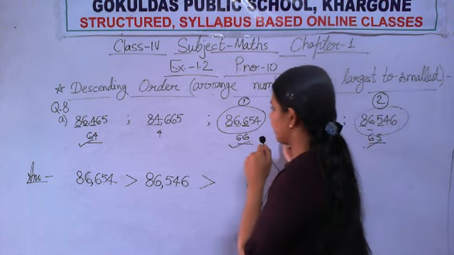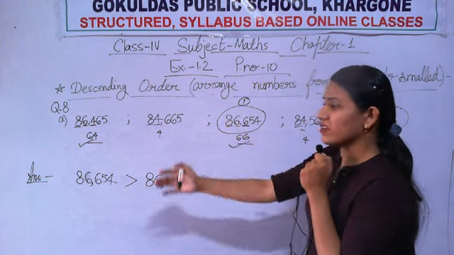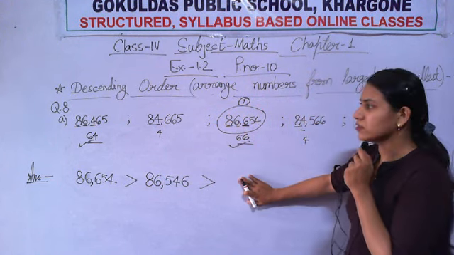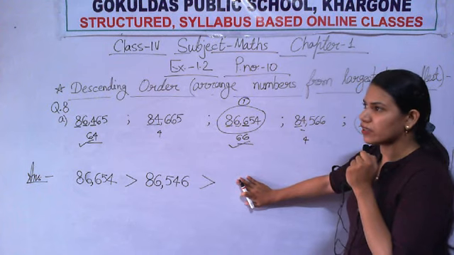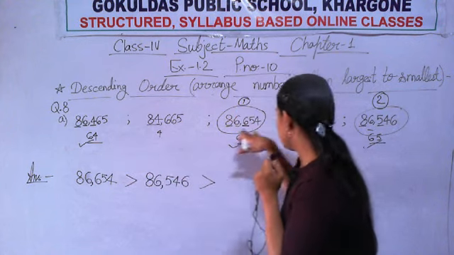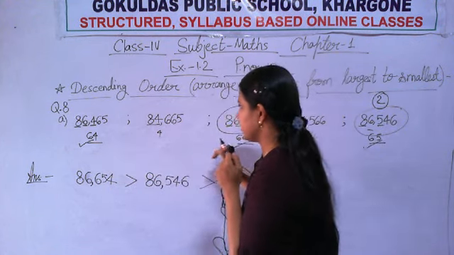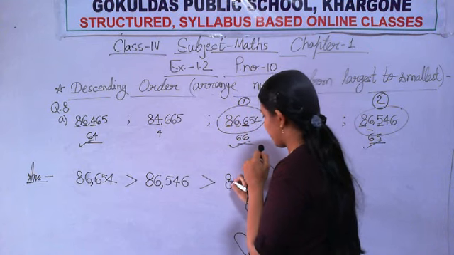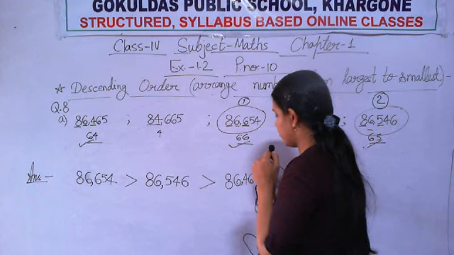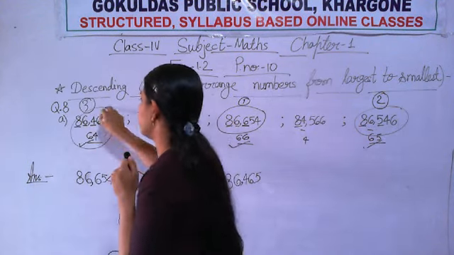Now we are left with 1, 2 and 3 numbers. Now compare these 3 numbers. Which number will come at the third number? 64 or these 2? Obviously 64, right? 8, 6, 4, 6, 5. So it will come at third place. We have done with this also.